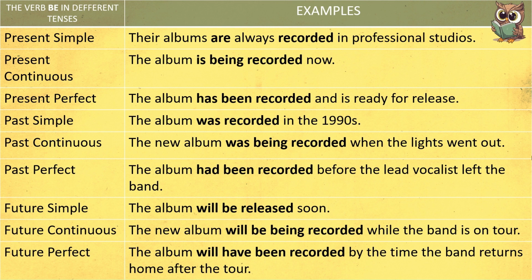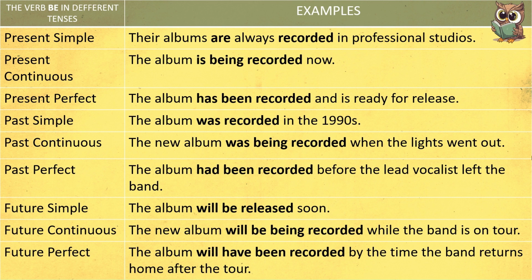The album will be released soon. This is the future simple of the verb to be, will be. Why? Because we have the word "soon." The new album will be being recorded while the band is on tour. This is the future continuous of the verb to be, will be being. This is a description of an event which is going to be happening while something else is going on. So that's why this is the future continuous.